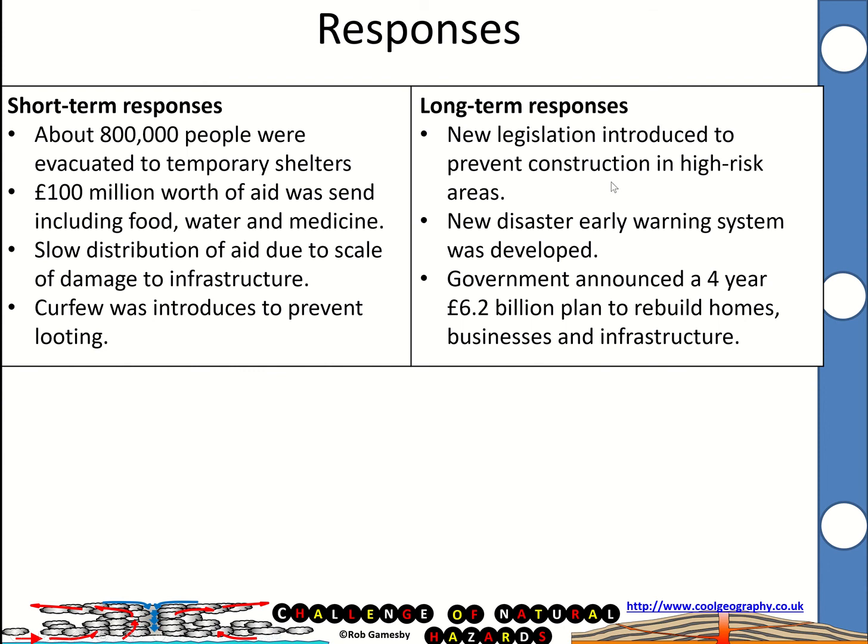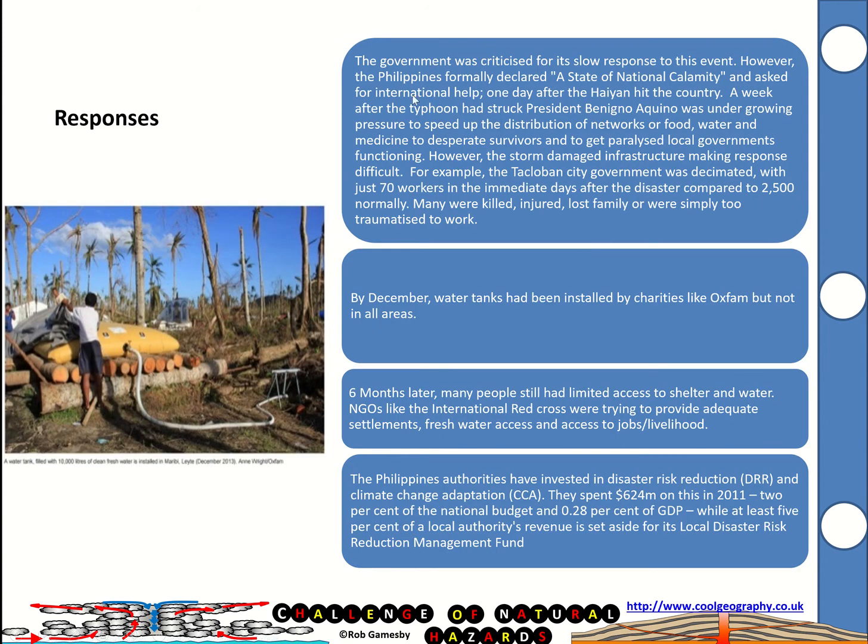In terms of the long-term responses, new legislation to prevent construction in high-risk areas. They developed a new early warning disaster system. And the government announced a 4-year, £6.2 billion plan to rebuild homes, businesses and infrastructure. The government was criticised for its slow response, but they did do things, they did try and help people. 6 months later, many people still had limited access to shelter and water. So that shows you how difficult it was to respond to this big event.